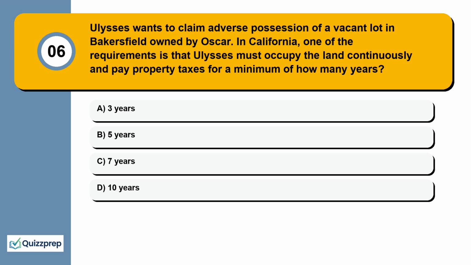Question 6. Ulysses wants to claim adverse possession of a vacant lot in Bakersfield owned by Oscar. In California, one of the requirements is that Ulysses must occupy the land continuously and pay property taxes for a minimum of how many years? 3 years, 5 years, 7 years, 10 years.